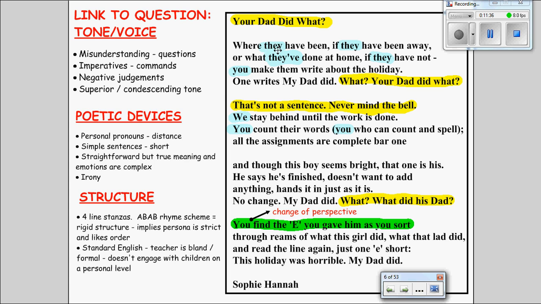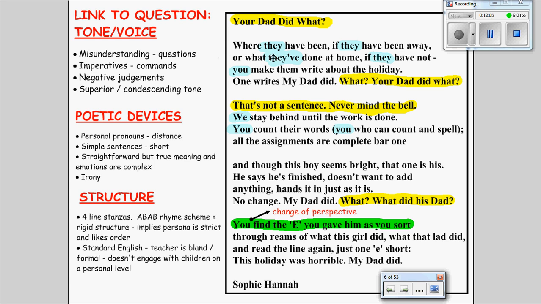We could look at the personal pronouns in this poem. The poet talks about they and you and we, so we've got all of these personal pronouns, and we could say that maybe that's to make a sense of distance between the teacher and the student. We have to work out ourselves as the reader who they and who you is to start with, so it's not immediately clear who are being talked about.